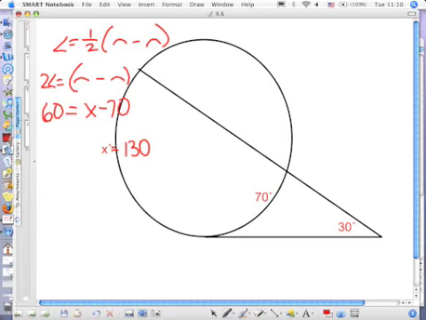Not 70 times 2, 30 times 2. Right. And 60 is the difference between these two things. So if 60 is what you get when you subtract 70 from something, what do you get when you add 60 and 70? 130.